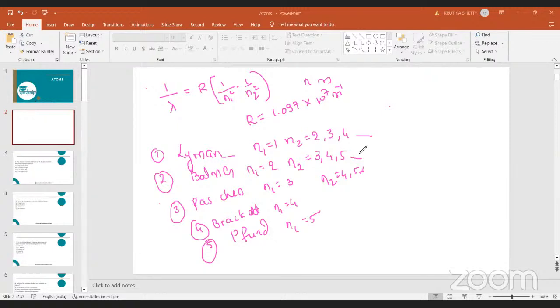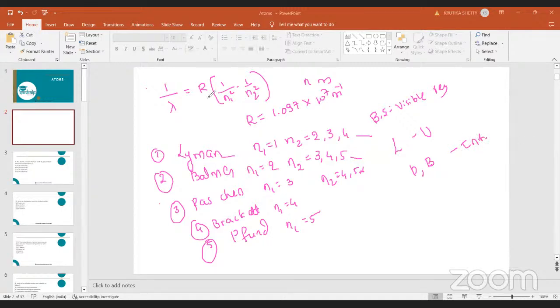The Balmer series falls in the visible region. Then the Lyman series falls in the ultraviolet region. Then the Paschen and the Brackett series fall in the infrared region. So you should remember this.